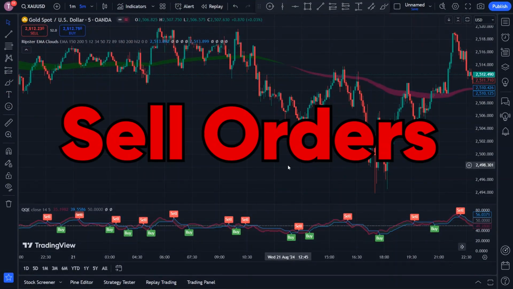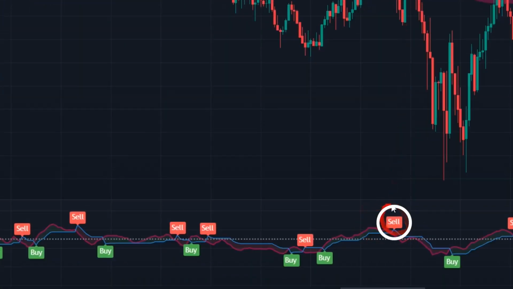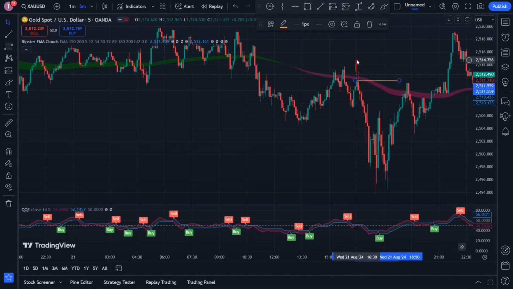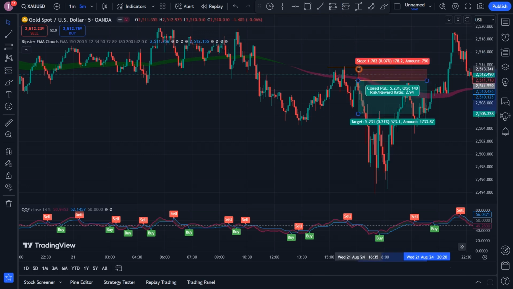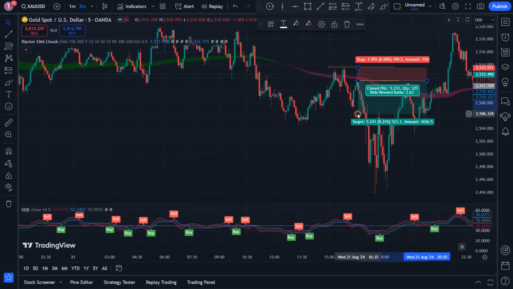For sell orders, initially, we need to find a point on the chart where the clouds have changed color from green to red. After finding that point, we should look at the QQE indicator and look for a sell signal there. If both conditions I mentioned are true, it means we have found a suitable entry point. Now we should set our stop loss slightly above the last swing high. Now we can enter our sell trade at this point, and for the take profit, it's sufficient to consider a risk-to-reward ratio 1 to 1.5. Now we just have to wait for our trade to close profitably.